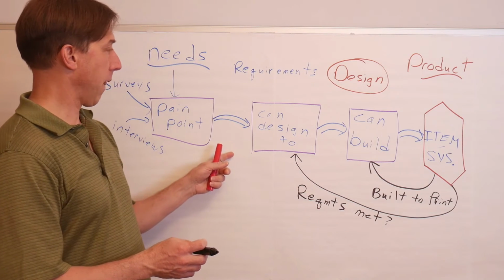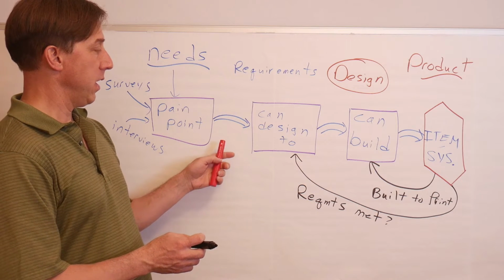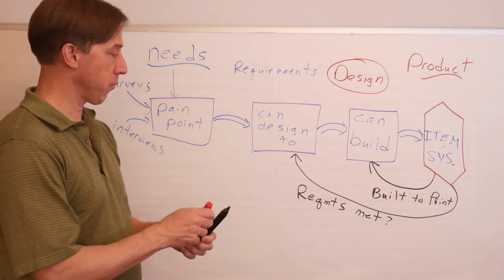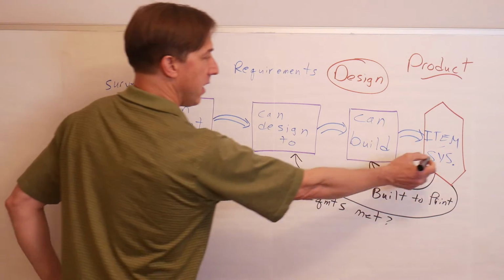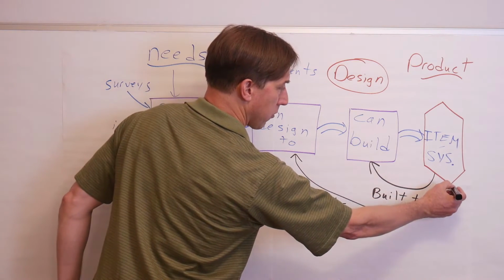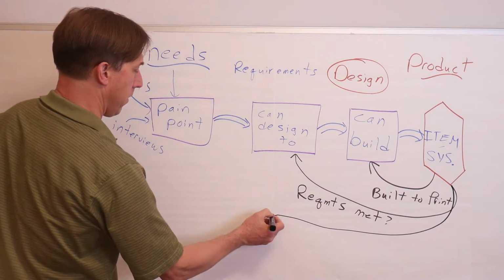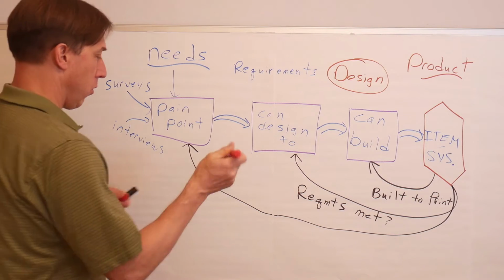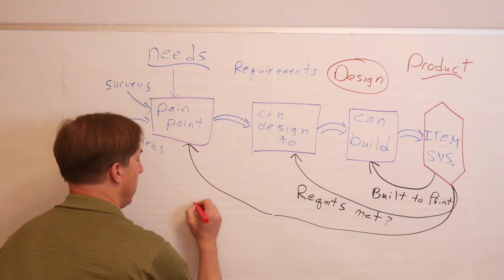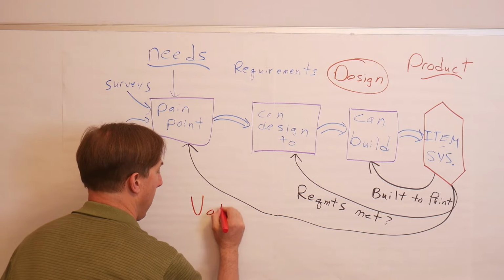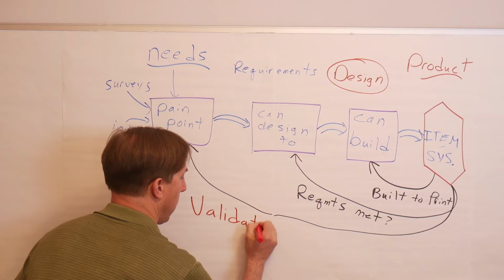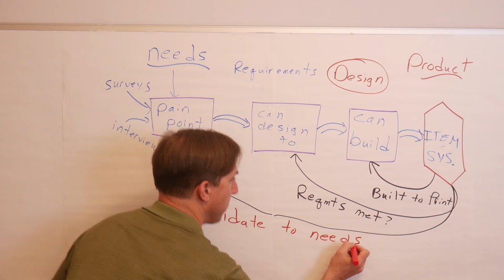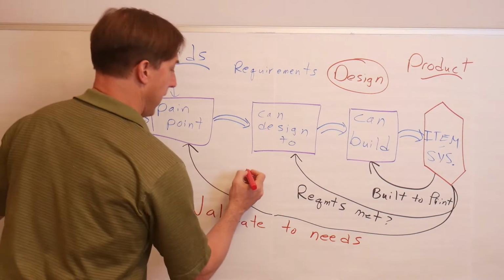Now the final step, and now you get into what's called validation. So you've got an item or product. You will then circle back all the way to the front. Does it relieve the pain point? Okay, so you're validating that the needs are met. So again, we validate to needs in general. We verify to requirements.